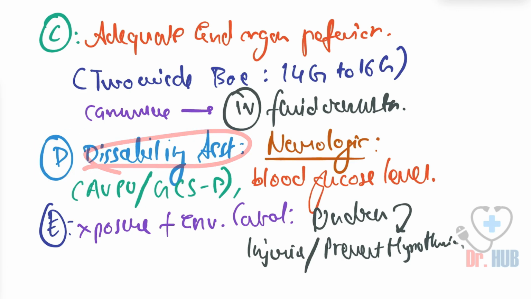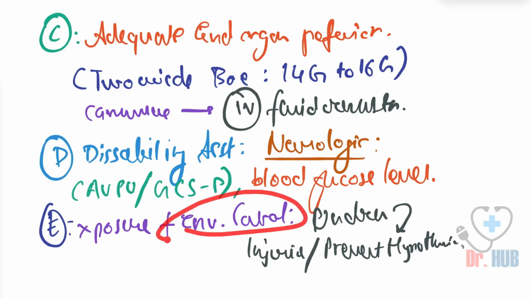Then when we move on to D, D is nothing but the disability assessment. We perform a basic neurological evaluation, that is by AVPU and the GCS, and the blood glucose level is estimated. Then we have E. E is for the exposure as well as the environmental control. Here we undress the patient and look for any possible injuries, and we prevent the hypothermia.